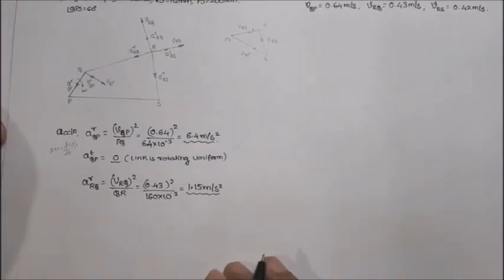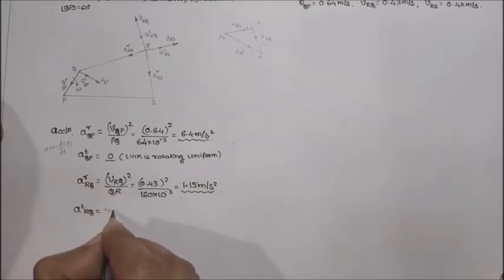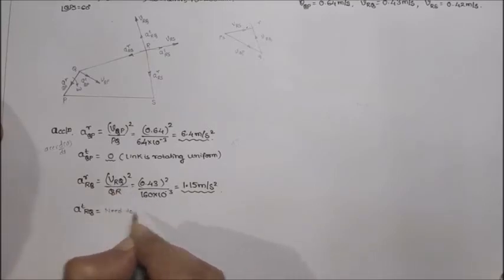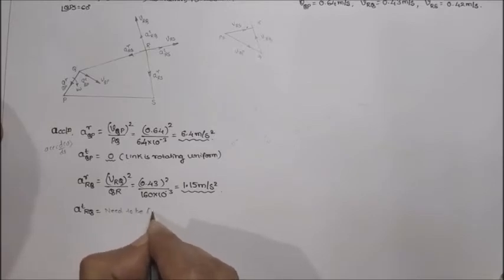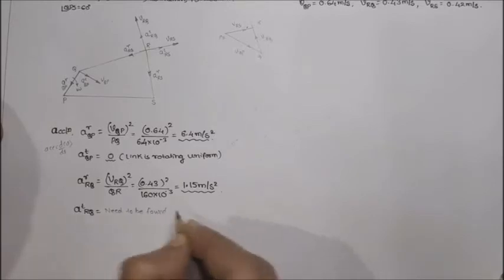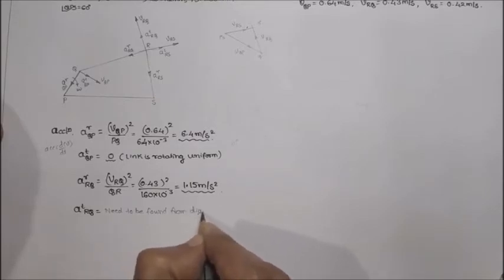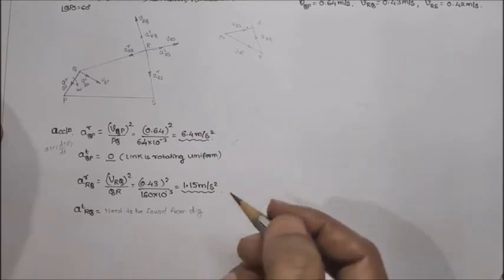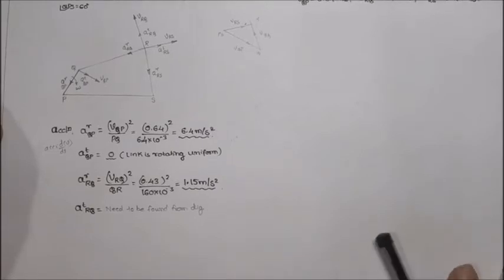Okay, but here we have a tangential, the acceleration tangential RQ. We don't know this velocity, so we'll write here that it needs to be found from the diagram. Where we'll find it, I will tell you later.